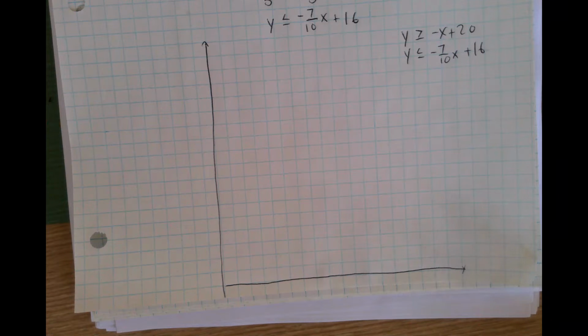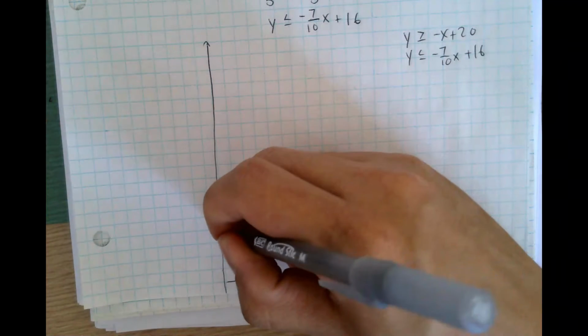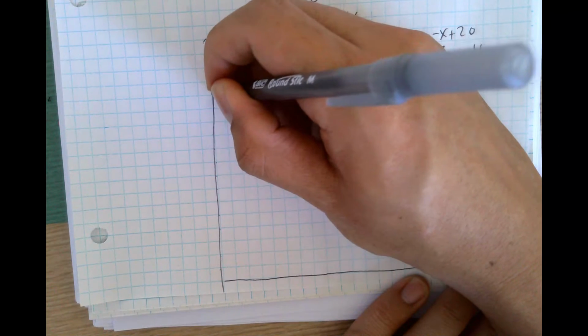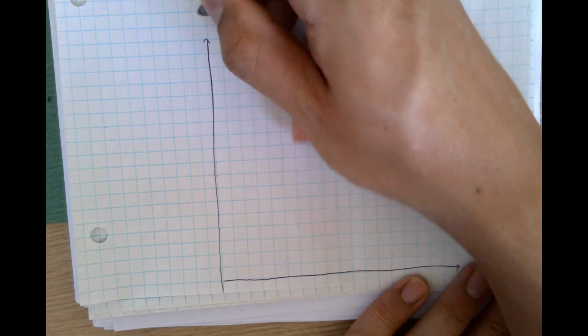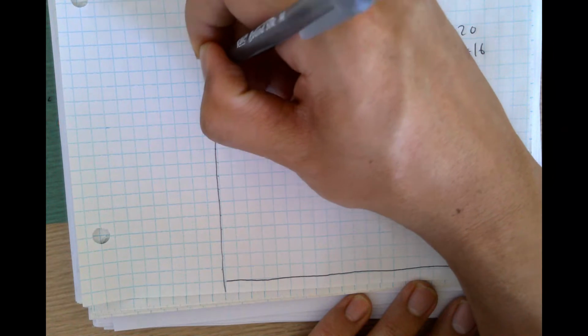Okay, so the first step here is to graph the y-intercept. So I graph it at 20. So 1, 2, 3, 4, 5, 6, 7, 8, 9, 10, 11, 12, 13, 14, 15, 16, 17, 18, 19, 20. It looks like it was a little high. And the other one is at 16.